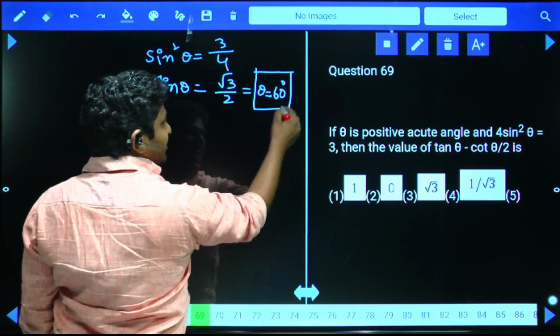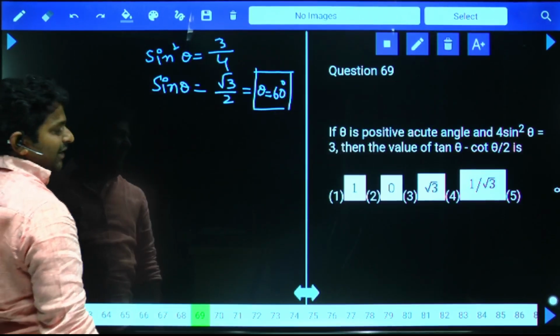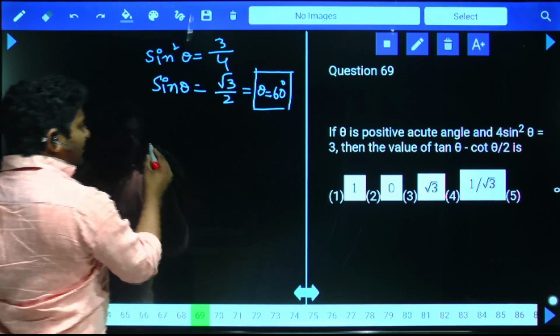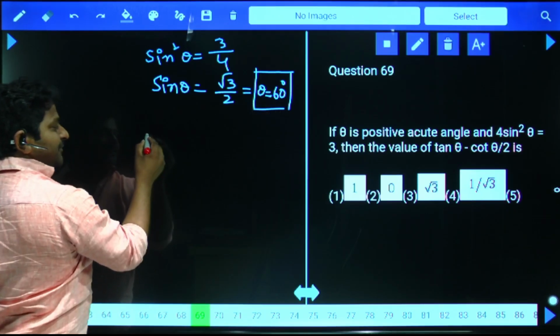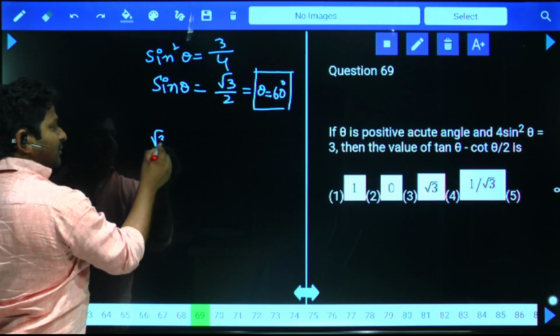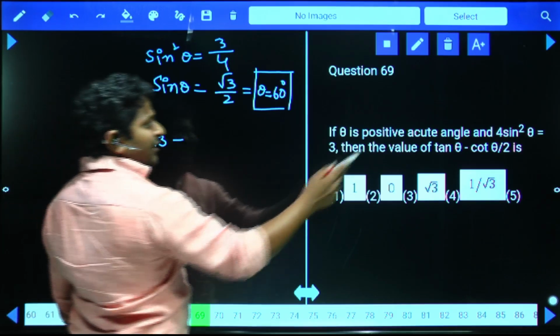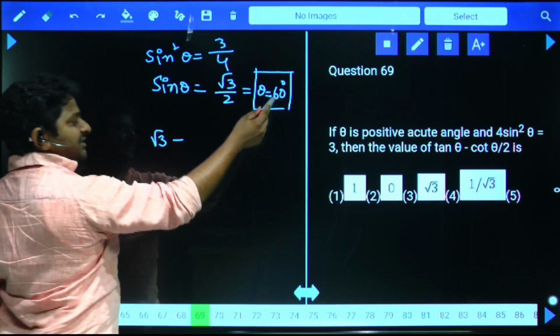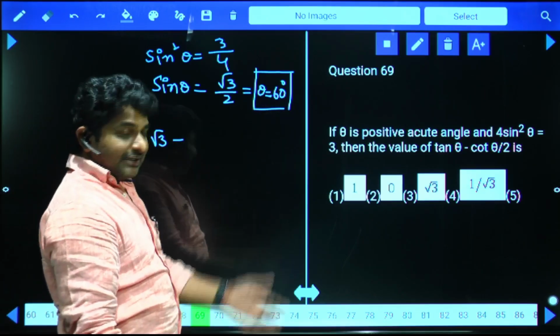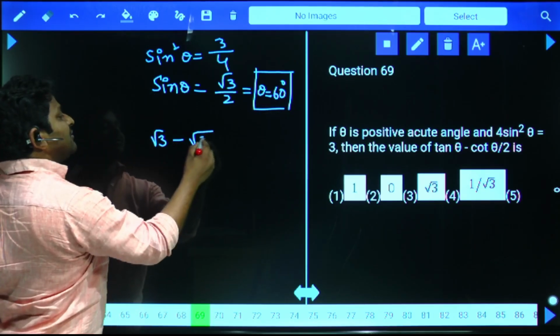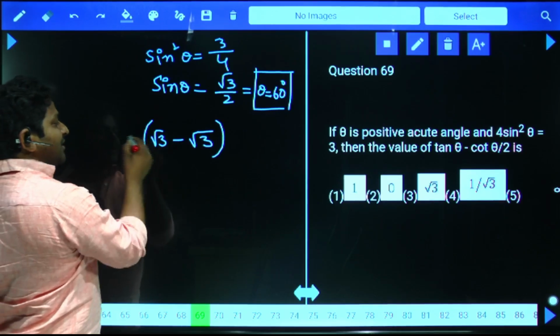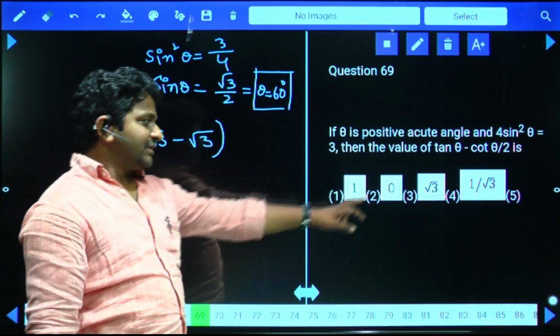Now, your question is to identify tan theta minus cot theta by 2. Tan theta in the sense tan 60. Tan 60 is equal to root 3 minus cot theta by 2. Cot theta by 2 in the sense cot 60 by 2, which is cot 30. Cot 30 is also equal to root 3. Root 3 minus root 3, answer is equal to 0. Second option is the answer.